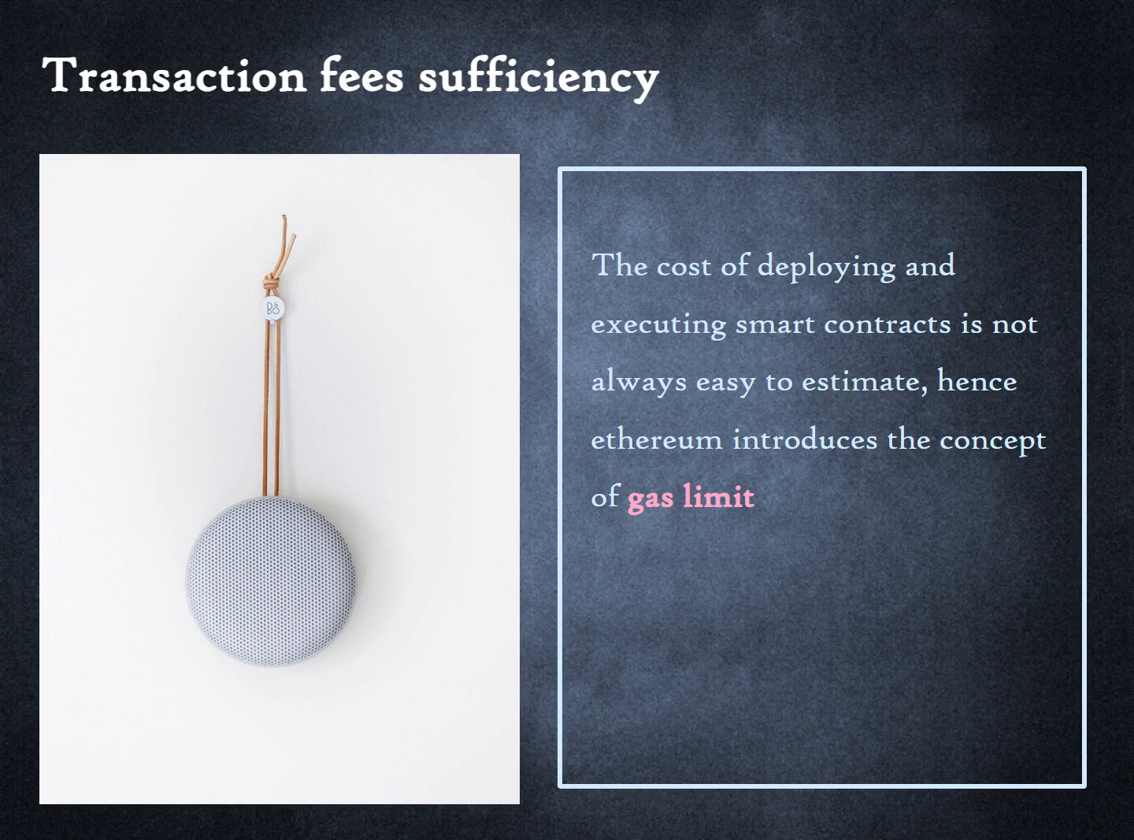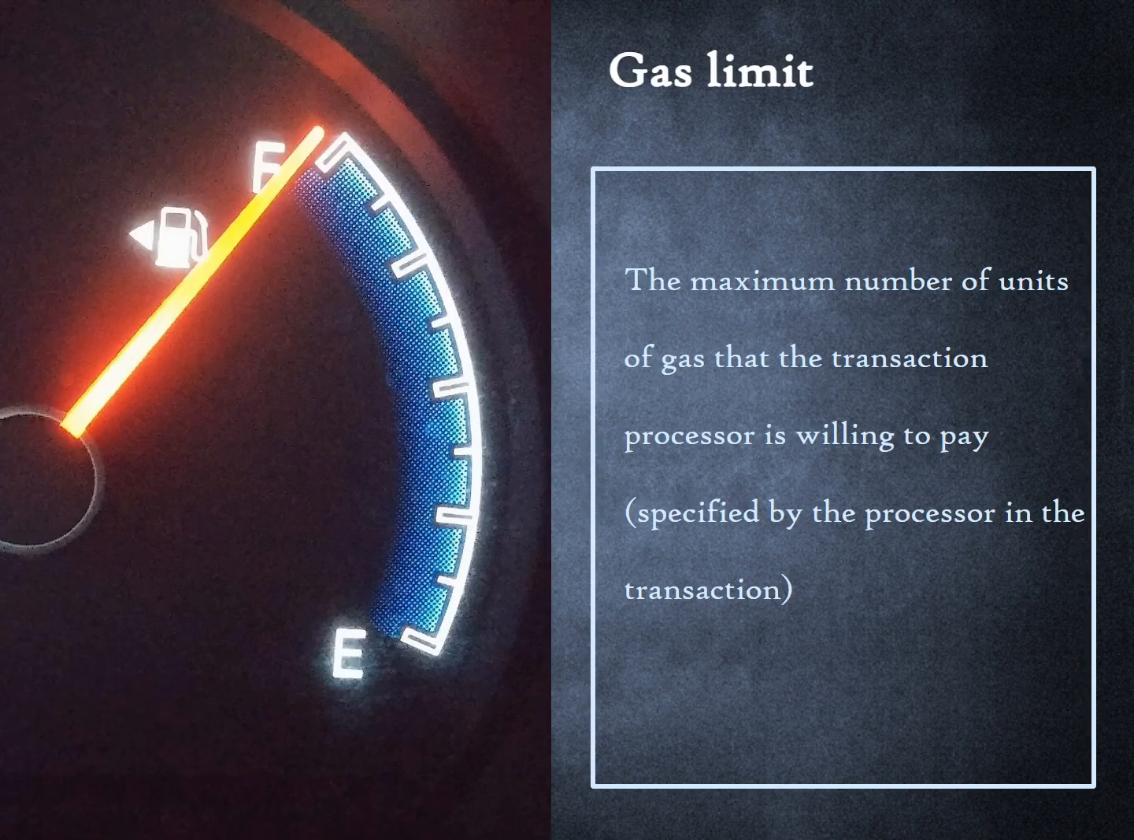For addressing this issue, Ethereum introduces a concept of gas limit. Gas limit is the maximum number of units of gas that the transaction processor is willing to pay. It is specified by the transaction processor. Next, we will dig deeper into how this works.